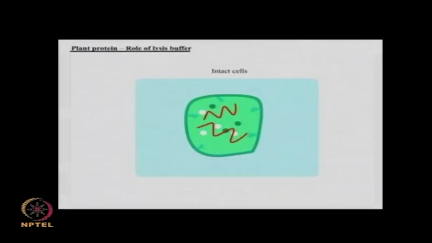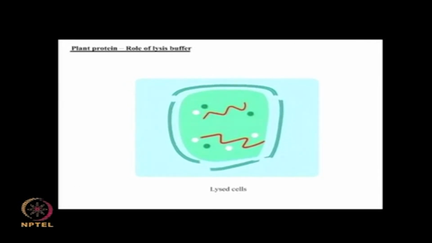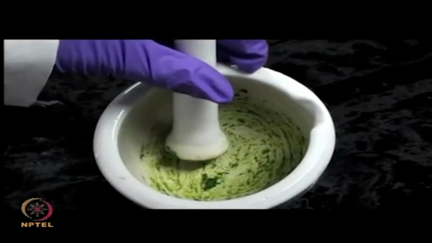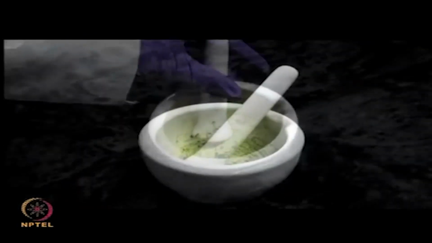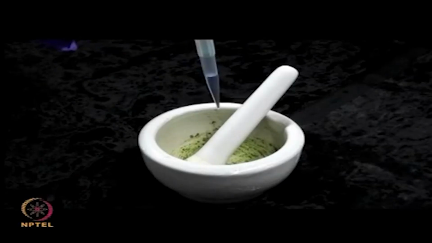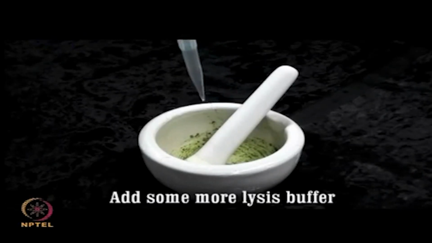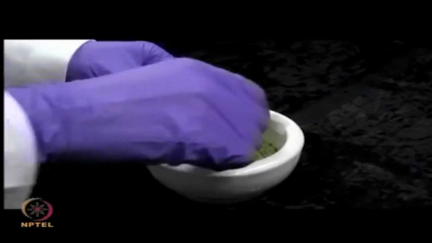The lysis buffer causes the plant cells to swell and finally break open, thereby disrupting the membrane and releasing all its intracellular contents. Add another 1 ml of lysis buffer to the paste and then transfer the solution into a fresh tube after grinding thoroughly to obtain a uniform mixture.